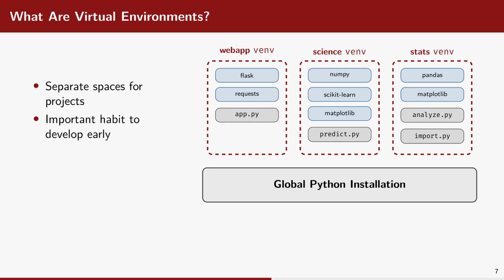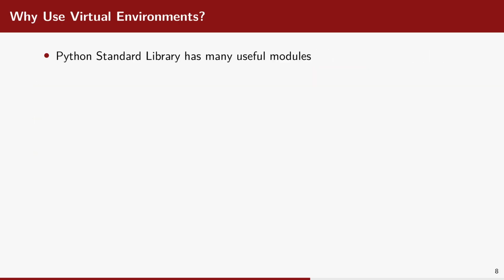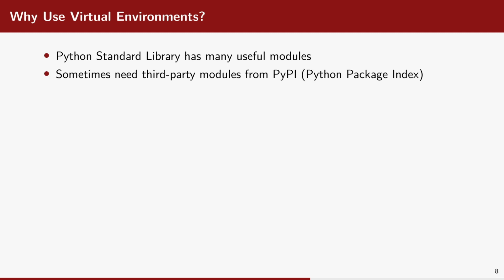When we're getting started with Python, it can be hard to see the benefits of using virtual environments, because they tend to become much more useful once we start adding on third-party modules and things like that. But it's good to get into the habit of using them, and it's important to understand what they are and how they work. While the Python standard library contains a huge amount of useful modules, we'll also sometimes need to use modules from third parties.